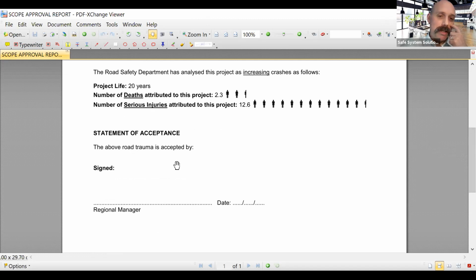The above trauma is accepted by, and I tried to get the regional manager to sign these off. I never got one signed, and I got some stern talking to by my executive director and some regional directors who said, you don't understand the balance we have to do and the competing demands, and you've oversimplified these things. Managing a road network is a balance between safety and mobility.